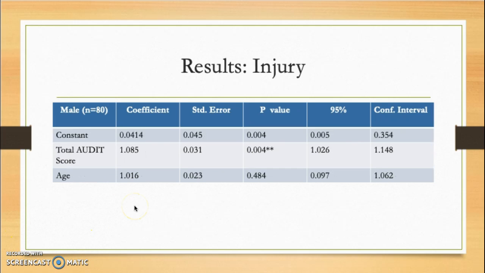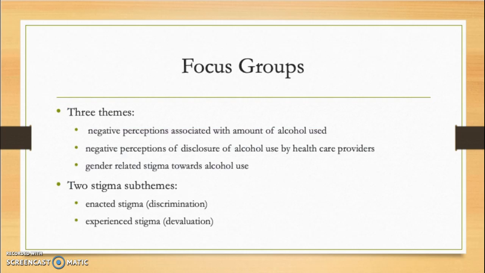As for injury, the total AUDIT score was a predictor for alcohol use 6 hours prior to injury here in men. You can see the p-value is 0.004. There was no statistical significance in women.